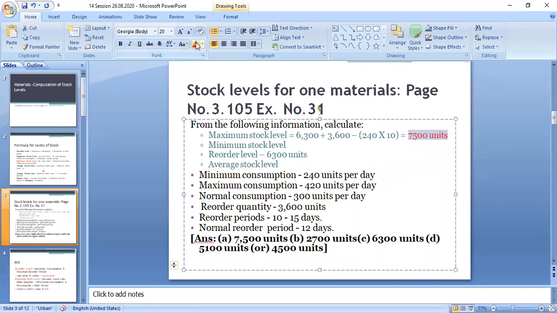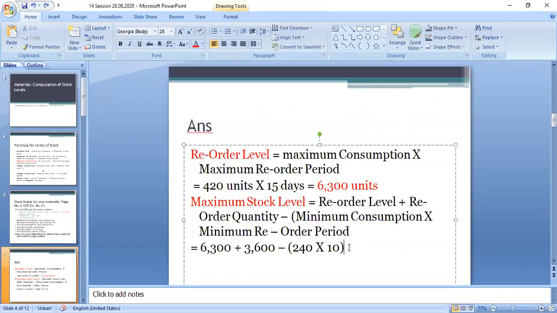This is the maximum stock level. The maximum stock level answer is calculated. How is it calculated? Applying this formula, you will get the maximum stock level. Okay, right. So now we can move on to the next one. This is the answer, 7,500 units. Now the next one. The minimum stock level is calculated, the maximum stock level is calculated, so that answer is 7,500. Right. Now we can go to the next one.